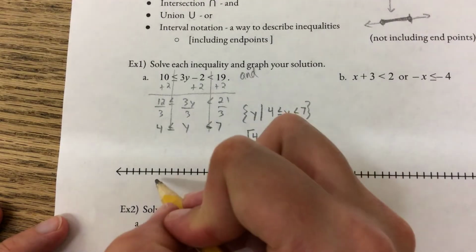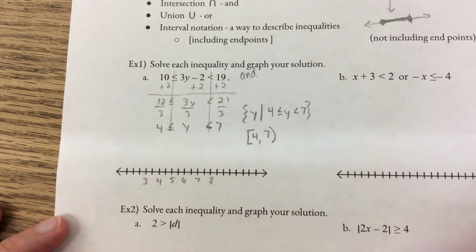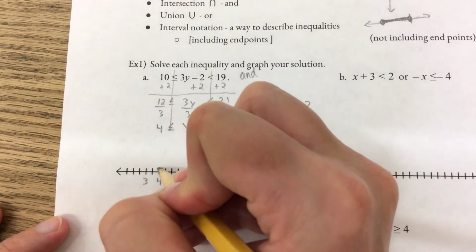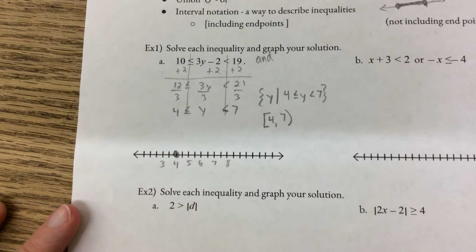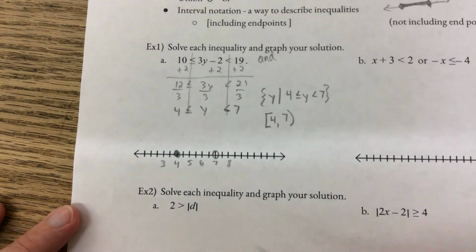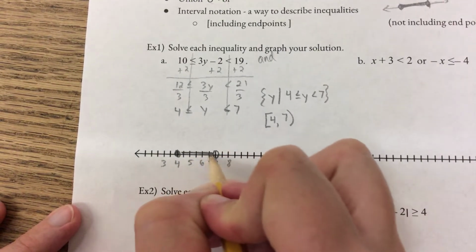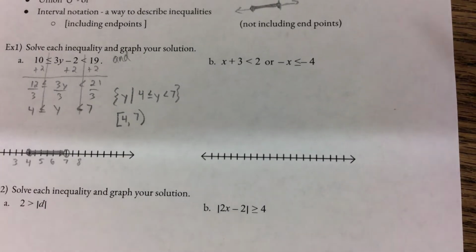So if I'm going to graph it, I could say here's 4, 5, 6, 7, you can number them wherever you want. I'm going to go on 4. And that circle is going to be colored in because that 4 is included in my solution. And then the 7 is not included, so that gets an open circle. And since this is an "and" statement, it's everything in between. It's going to look like this.